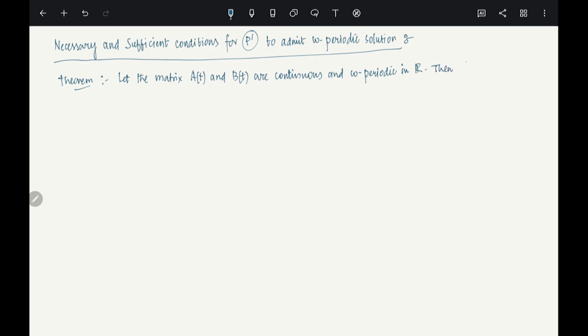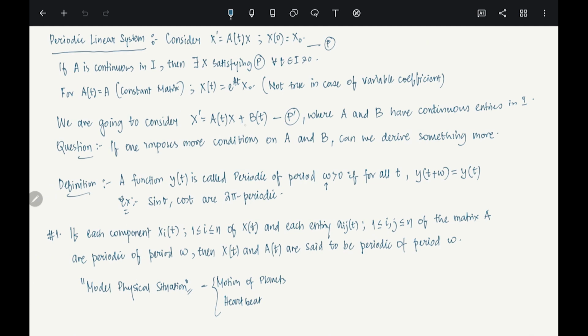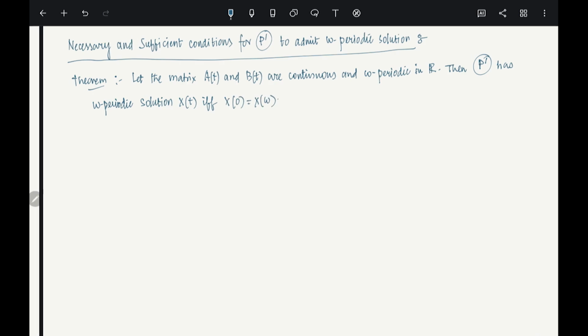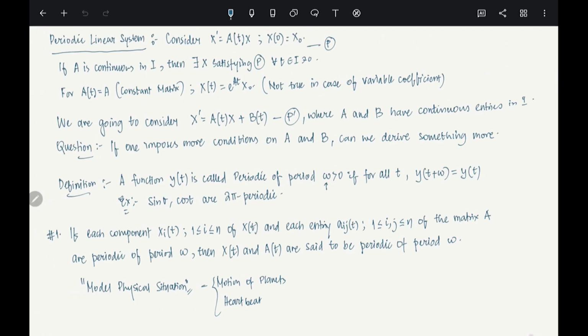Then P prime, the problem X prime equals A of T times X plus B of T, has a W periodic solution X of T if and only if X of 0 equals X of W. Is this okay? That's the theorem. Essentially it is saying something very plain and simple. Let's say P prime is this equation, X prime equals A of T times X plus B of T. If A is periodic and B is periodic, you expect your solution to be periodic, right?